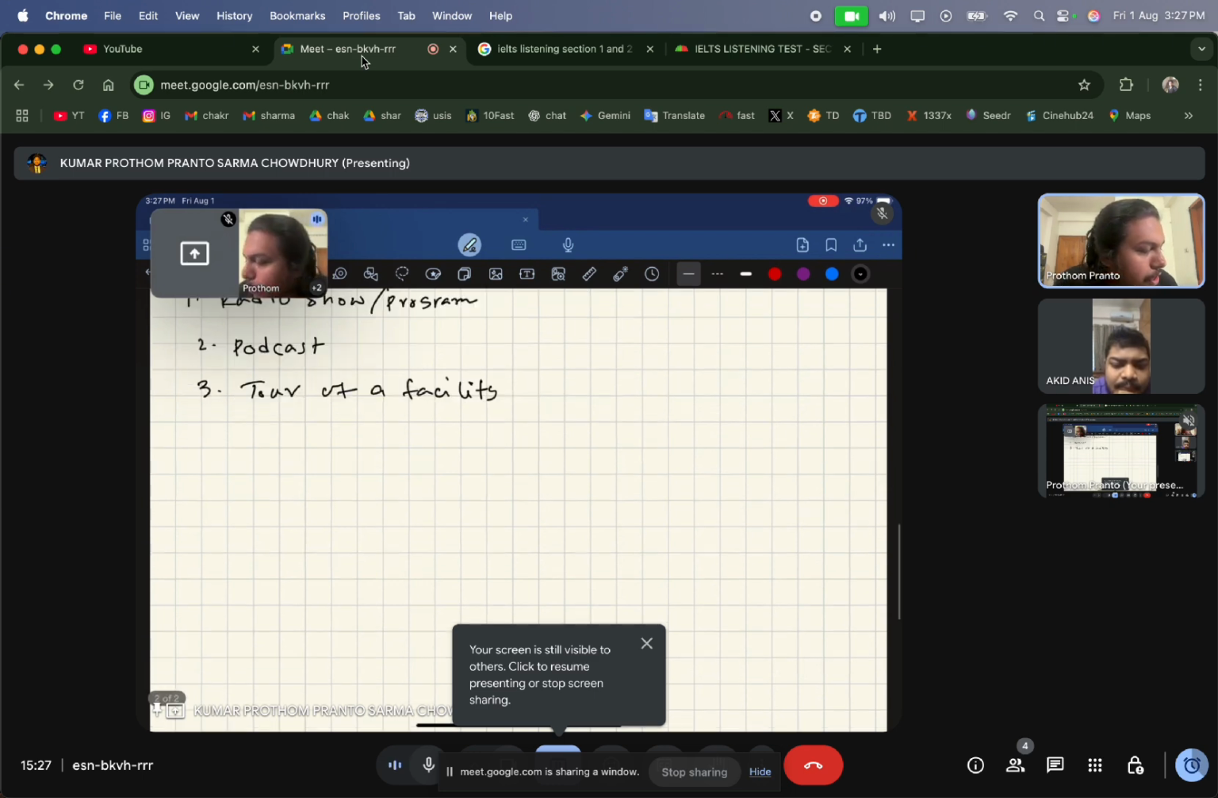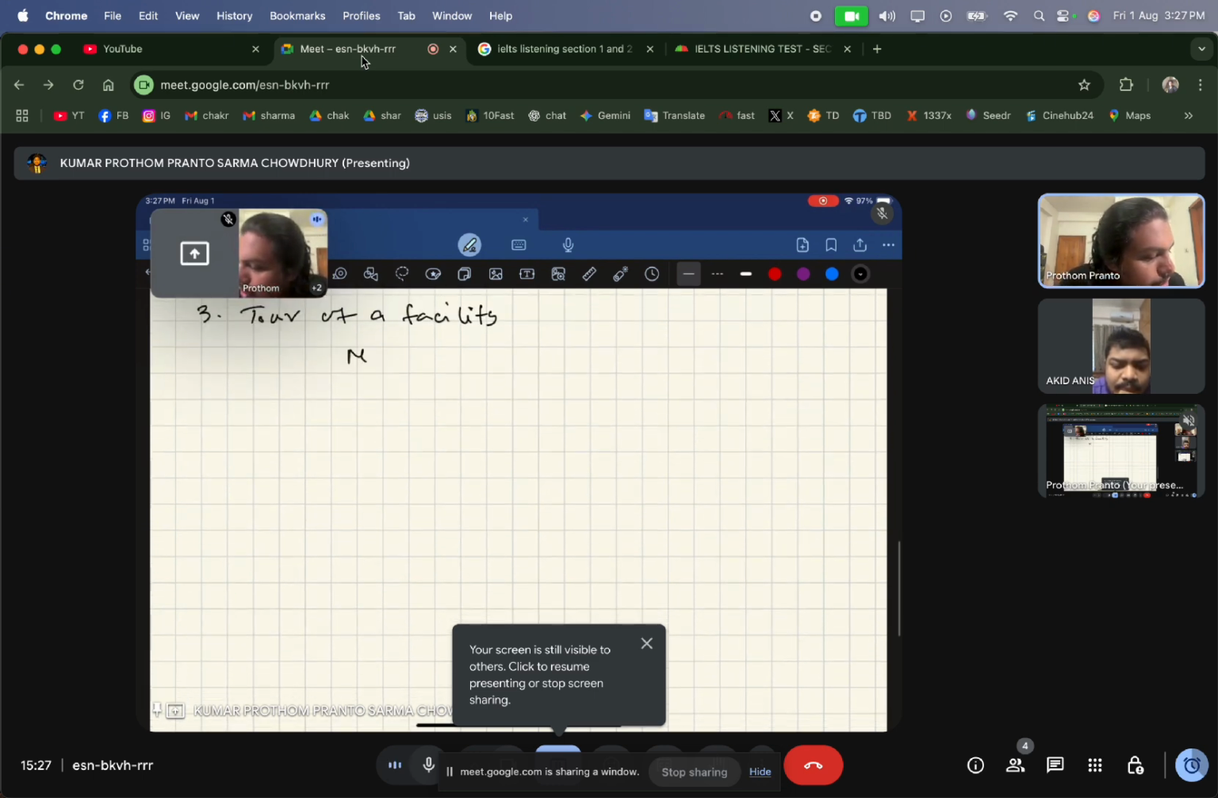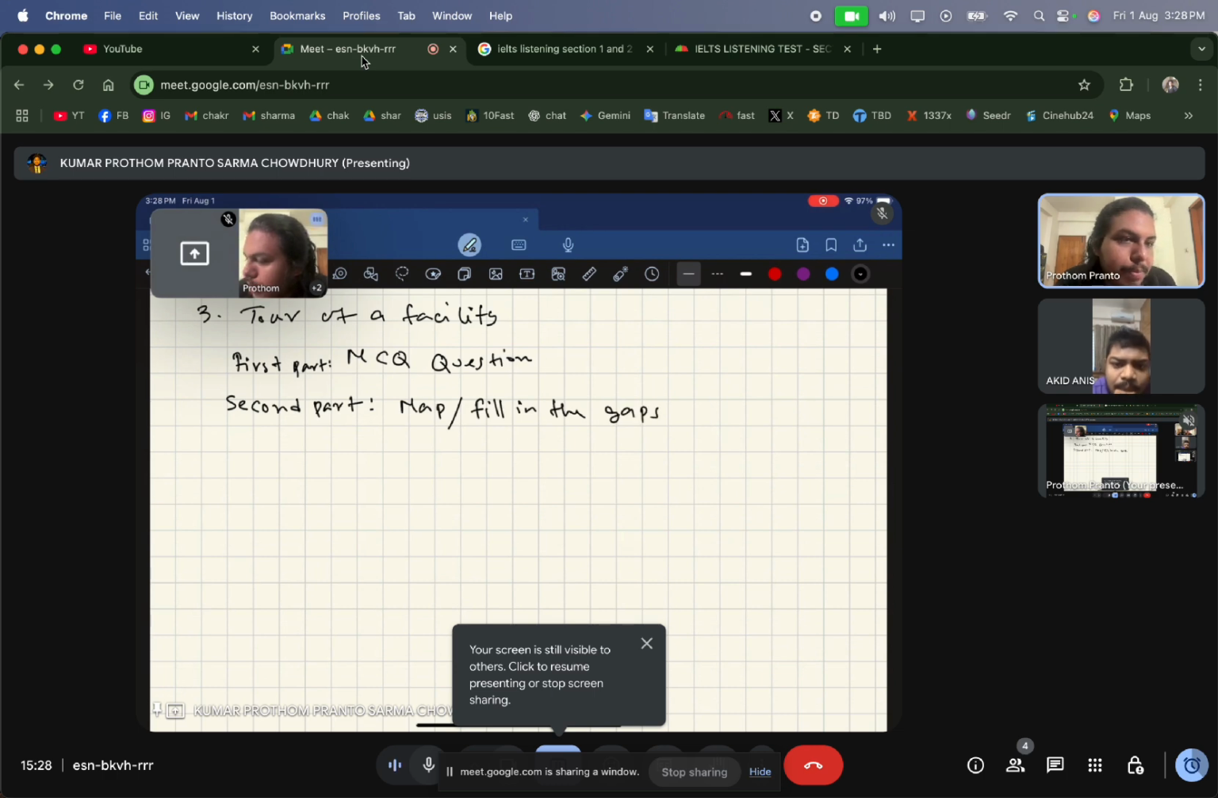There will be MCQ questions. Most of the time there are MCQ questions in section 2. So this is the first part of section 2, MCQ questions. And in the second part, it can be a map or fill in the gaps. So these two types of questions can arise in section 2 of IELTS. Do you have any questions? No, sir. Do you want to see a demo?